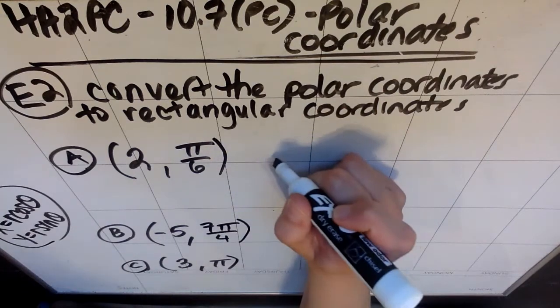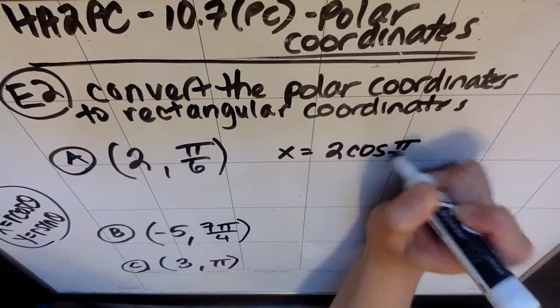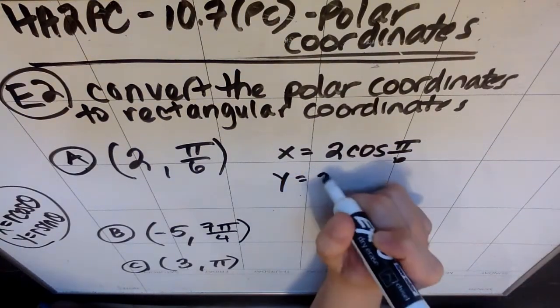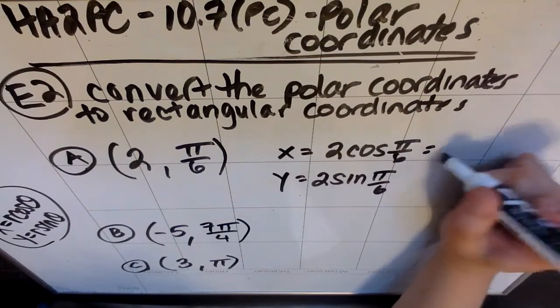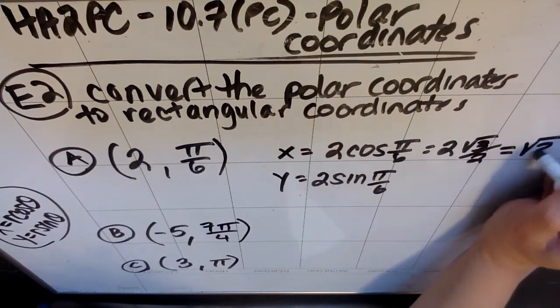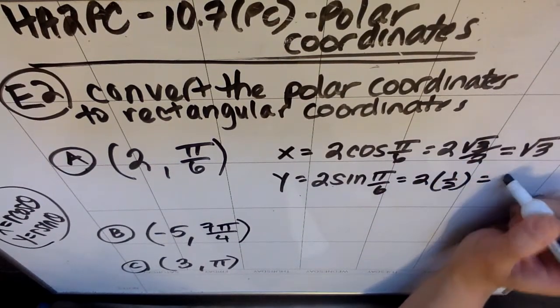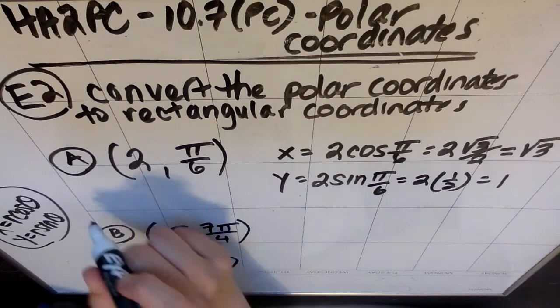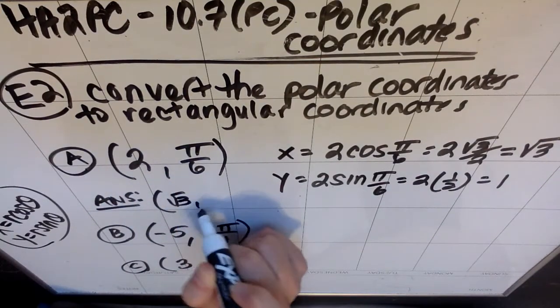So in A, my x is going to be 2 cosine of pi over 6, and my y is going to be 2 sine of pi over 6. Now, this does require that you know some unit circle stuff. So that's going to be 2 times root 3 over 2, which means my x coordinate is root 3. And it's going to be 2 times 1/2, which means my y coordinate is 1. So my answer in A is going to be root 3, comma 1.